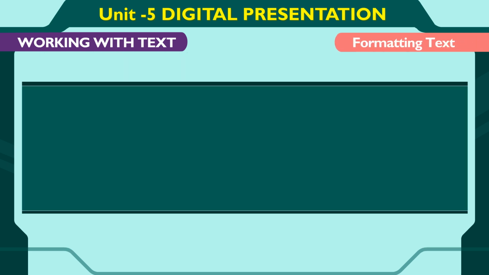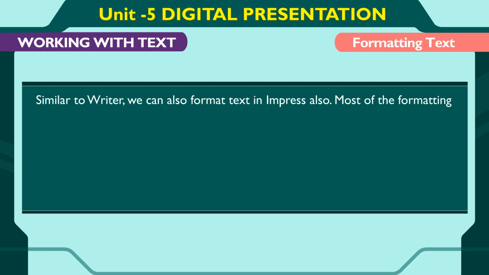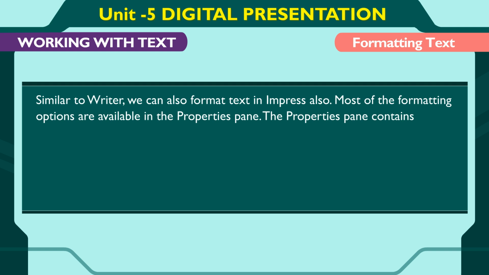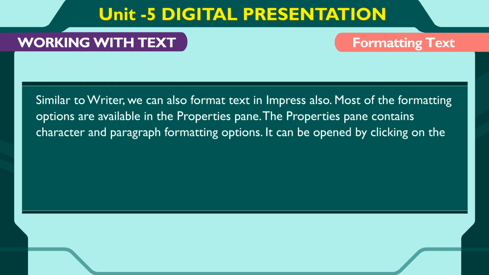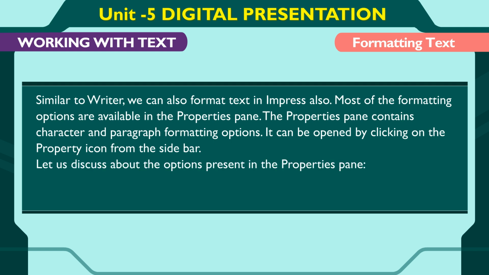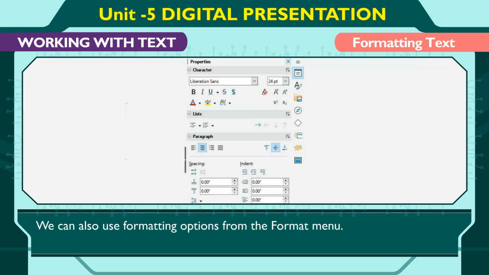Or we can click on the undo and redo icons from the standard toolbar to perform undo or redo operations. Formatting text. Similar to Writer, we can also format text in Impress. Most of the formatting operations are available in the Properties pane. The Properties pane contains character and paragraph formatting options. It can be opened by clicking on the Properties icon from the sidebar. Let us discuss the options present in the Properties pane.